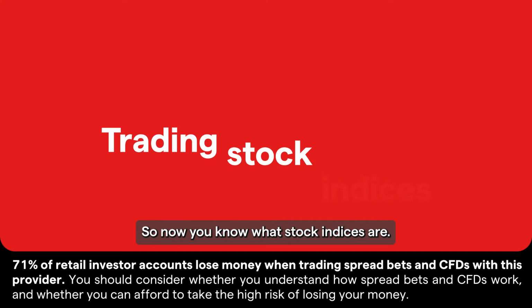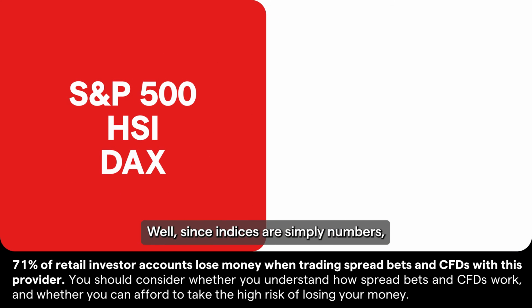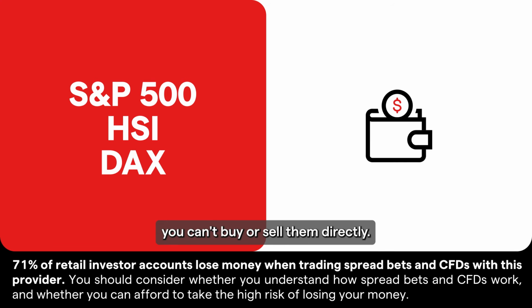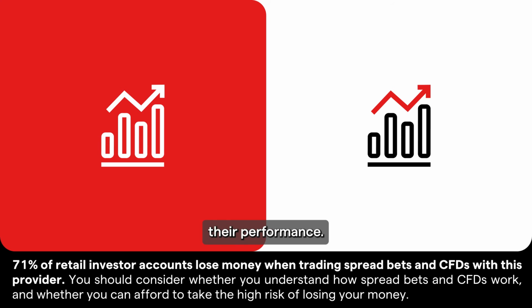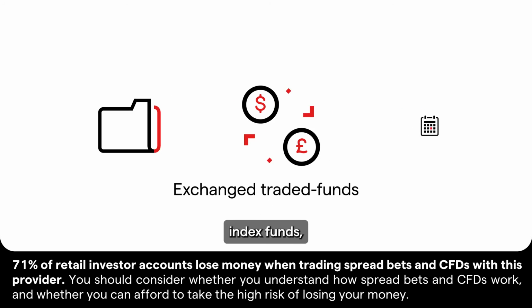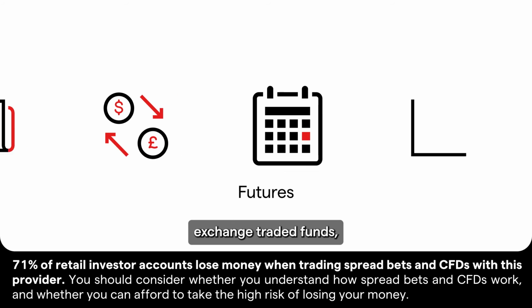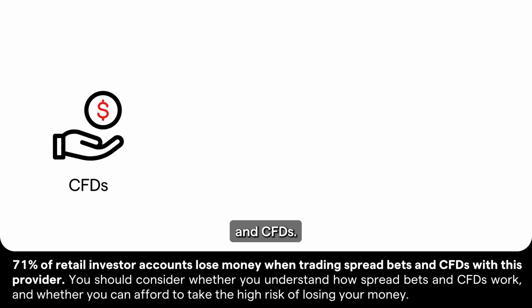So, now you know what stock indices are, how can you trade them? Well, since indices are simply numbers, you can't buy or sell them directly. You must choose a product that mirrors their performance. Products that track the price of the underlying index include index funds, exchange-traded funds, futures, options, and CFDs.